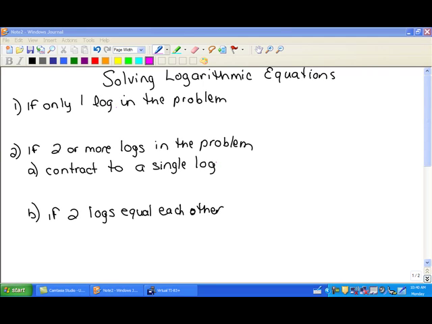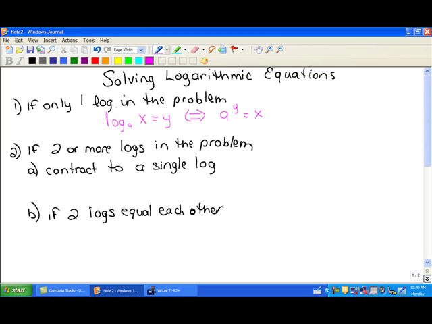In this section, we're going to look at solving logarithmic equations. When you're solving equations with logs, if you only have one log in the problem, you're going to use the definition to go to exponential form. Remember, if you have log base a of x equaling y, that means the exact same thing as a to the y power equals x. So if you have a single log, you'll go to exponential form and you should be able to solve it from there.